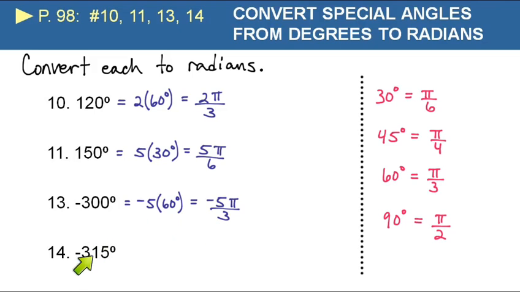And for negative 315, that happens to be that 45 goes into 315. We will write that as negative 7 times 45. And then we'll trade 45 degrees for pi over 4 radians, and that conversion is finished.